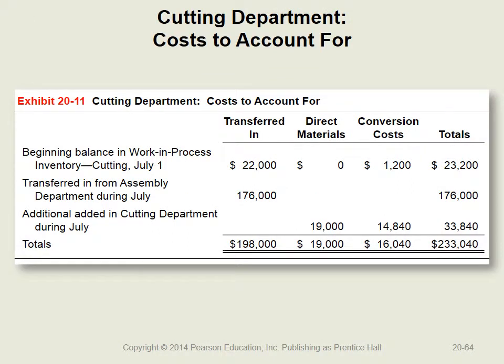The cutting department has $233,040 of costs to account for, as illustrated in Exhibit 20-11. The beginning balances and the additional costs incurred were given in the original data. The amount transferred in from the assembly department, $176,000, is the amount calculated on the production cost report for the assembly department for July as the amount completed and transferred out in the costs accounted for section.